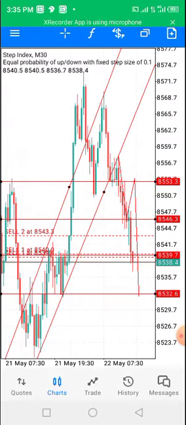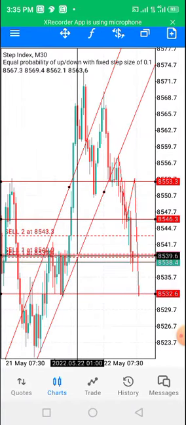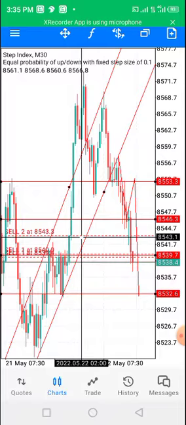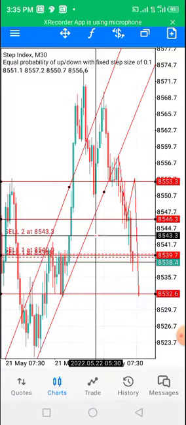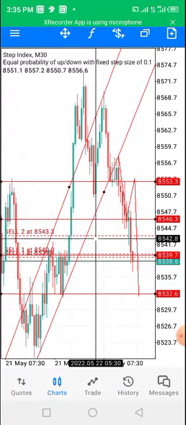As you can see, this was my entry. This is my entry. As you can see, we are in profit already, because the market has been selling ever since we joined the market. And how did I know my entry?